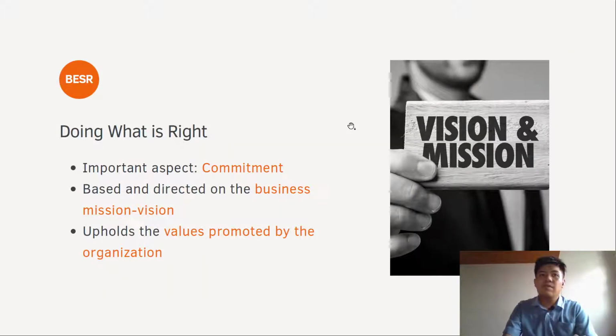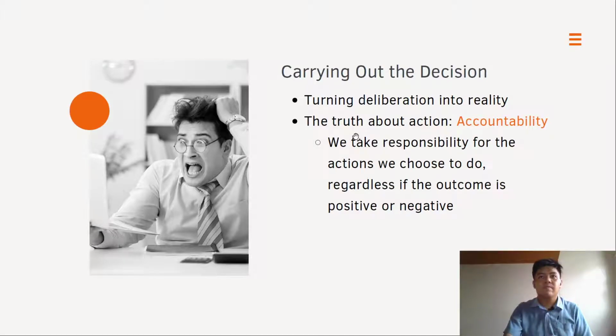Okay? Next, doing what is right. So the important aspect to doing what is right is commitment. Whatever you choose to do, based on the mission vision of your company, whatever decision that is, you commit to it. You try to uphold and commit to the values promoted by the organization. So you're trying to say that this is what our company believes in, this is what we're going to uphold in our company. And you're committed to that cause.